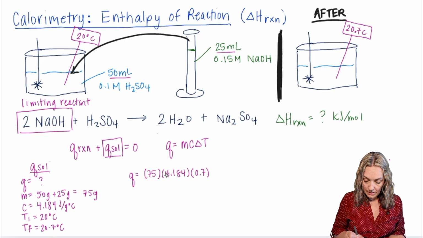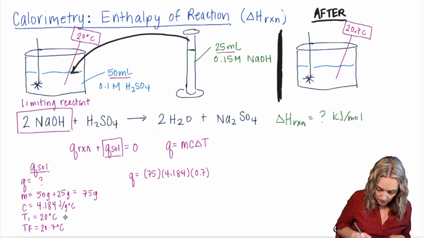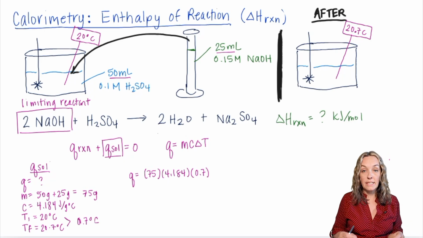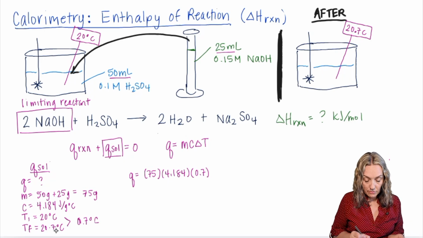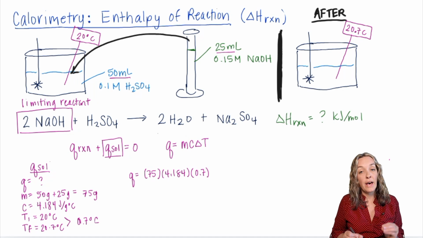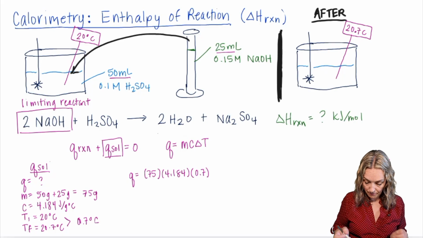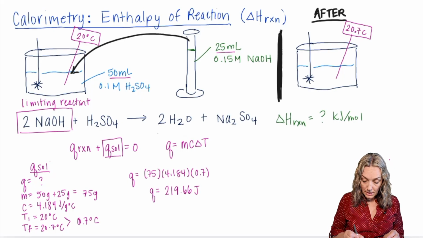My mass is 75, my specific heat capacity is 4.184, and notice that I took my final minus my initial temperature of 0.7 degrees Celsius. It's important to always take the final minus the initial because remember that your temperature change could be negative, so you have to be careful to always take the final minus the initial. This gives me a Q value of 219.66 joules.